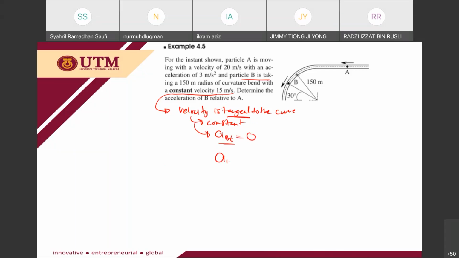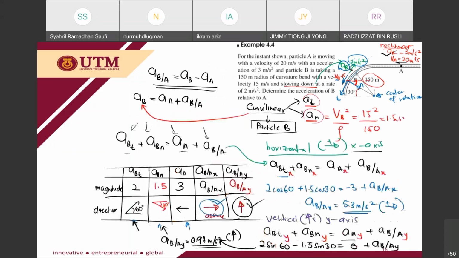You still have acceleration B normal, which is VB squared over rho. You still have this equation. So if you want to solve example 4.5, you just use example 4.4, where this ABT here is actually 0 for example 4.5 because of constant velocity. So in your equation, you don't have ABT for example 4.5, due to the constant velocity.